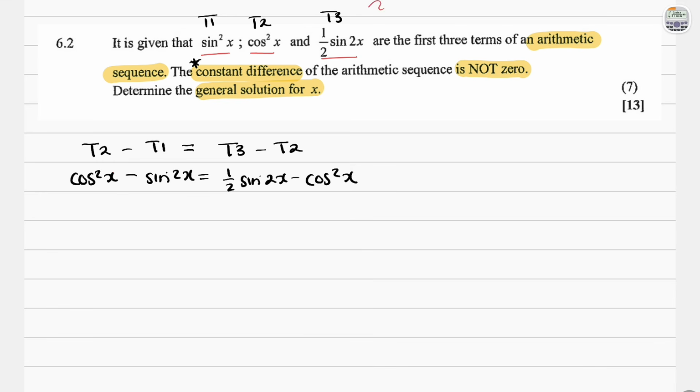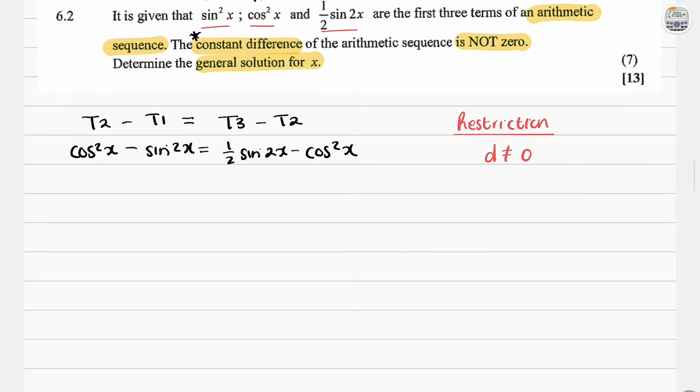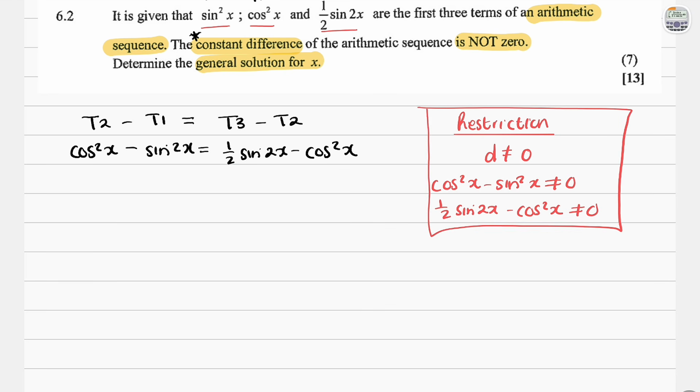Okay, so let's look at that restriction. They said the constant difference should not be equal to 0. So D should not be 0. And how we found the constant difference here was term 2 minus term 1 and term 3 minus term 2. So these represent the constant difference. None of these must be equal to 0, meaning cos squared x minus sine squared x should not be equal to 0. In the same way, a half sine 2x minus cos squared x should also not be equal to 0. And we will keep that in mind.